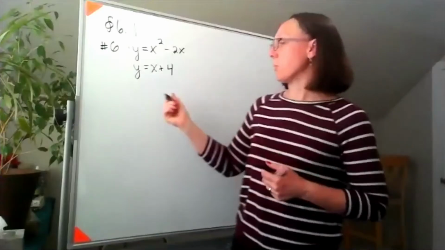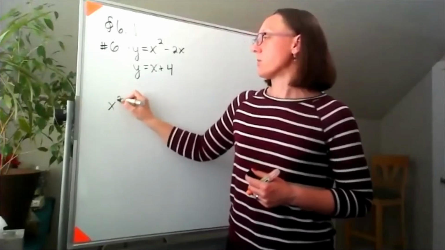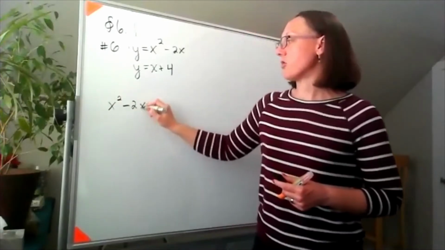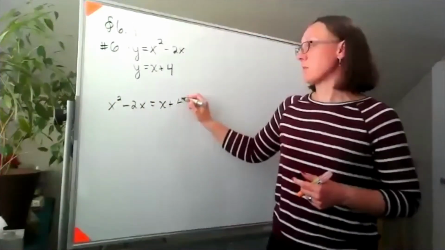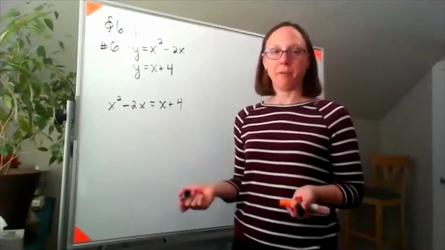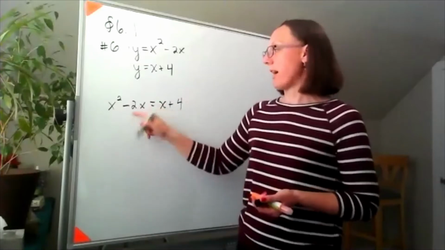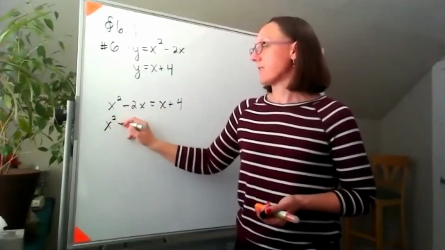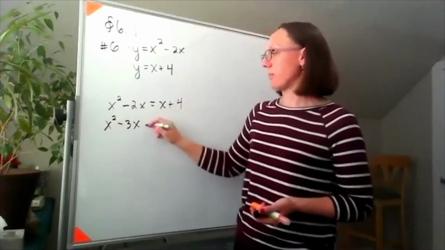So to find the intersection point, I'm setting these two equal to each other. x squared minus 2x equal to x plus 4. I like to keep my x squared term positive if I'm ever going to have to factor. So I'll subtract that x over to get x squared minus 3x. Subtract my 4 over.